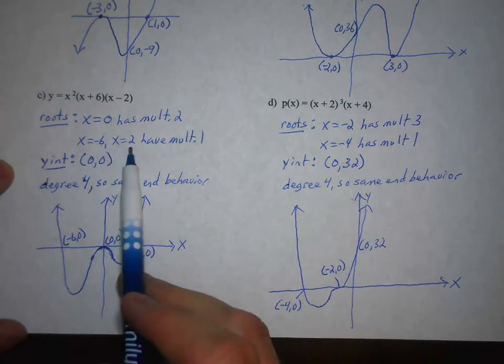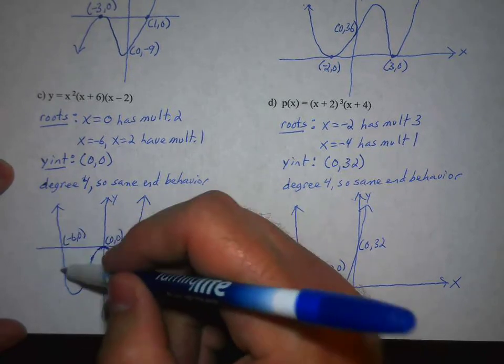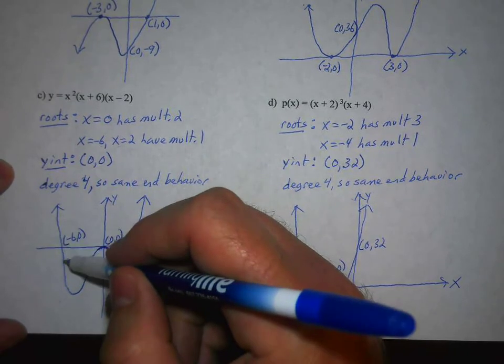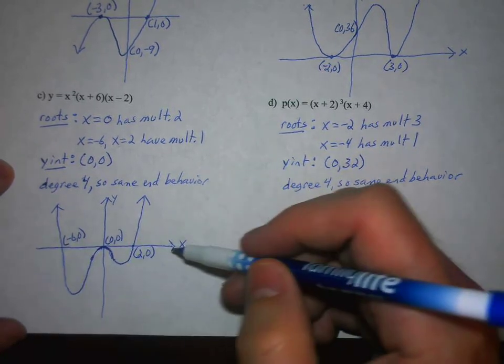The negative 6 and positive 2, those are multiplicity 1. Notice that it's cutting through those x-intercepts kind of almost as a line. Now it's not exactly a line, but it kind of passes like straight through. Okay, straight through.